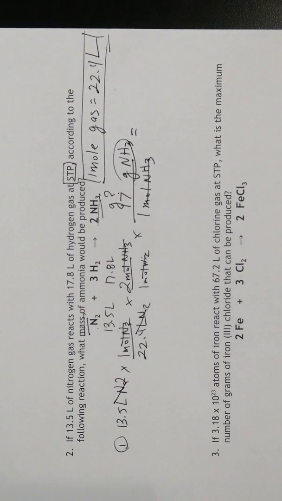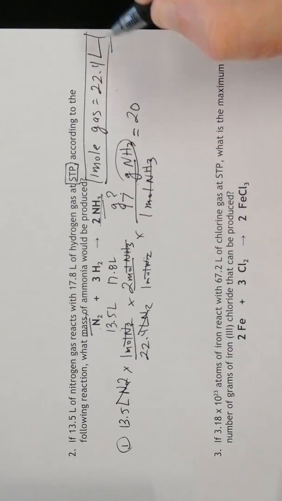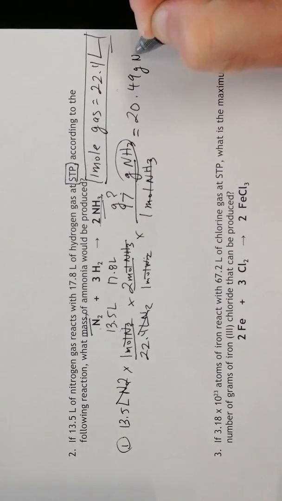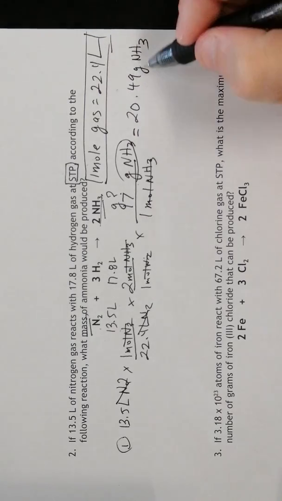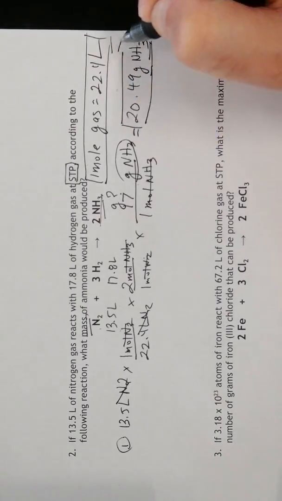So I've got 13.5 divided by 22.4 equals, multiplied by 2 equals, multiplied by 17. That tells me, if I use that up, the maximum amount of mass, 22.49 grams NH3. Remember to include units and what you're talking about in the end. And also, I kind of like things in a box.